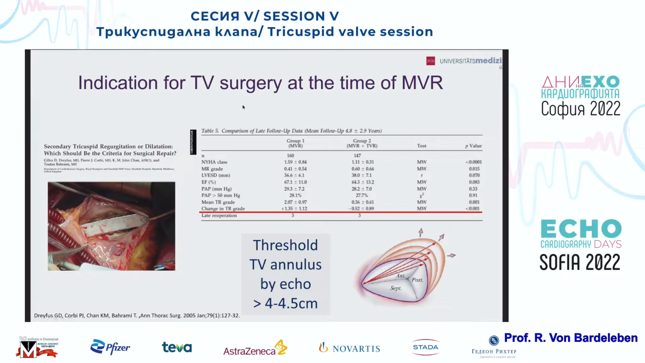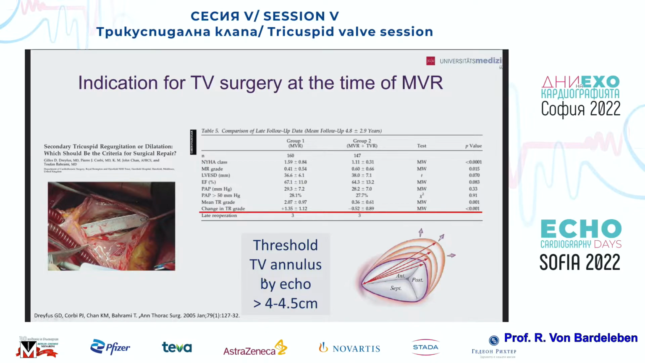So the indication of TV surgery at the time of mitral valve repair is actually the best proven benefit to the patient. It's actually the only situation where we can really show that adding tricuspid surgery only adds 1% of mortality. Unlike all other combinations where tricuspid therapy, in addition to aortic valve replacement or CABG, actually doubles the mortality.